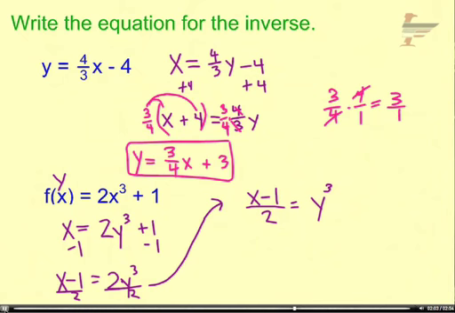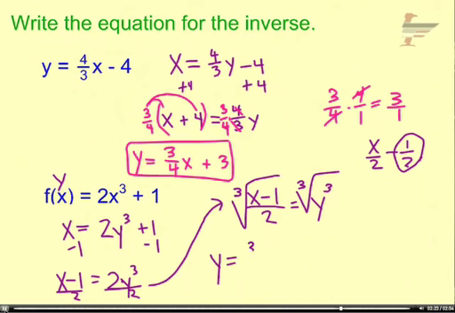You also could leave it like this, because if it was x over 2 minus 1/2, this 1/2 actually won't reduce, so we certainly could leave it like this. Now, y to the third power, we have to undo that third power by taking the cube root of both sides. So in the end, y equals the cube root of x minus 1 over 2.